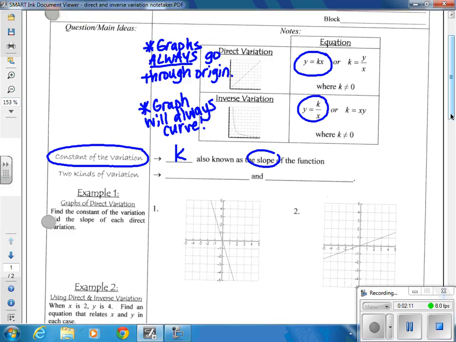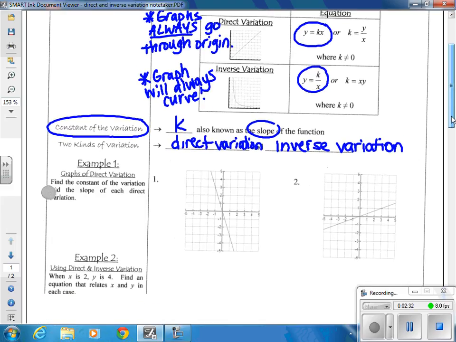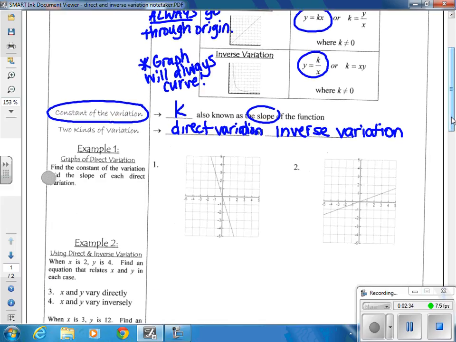Once again, there are two types of variation. There's the direct variation and the inverse variation. These are the two types you will have to work with and identify throughout this course. For example 1, you are given two pictures, and I will do one part of these and you will be responsible for answering the other part on your own and then coming to class and we will check over what you came up with.